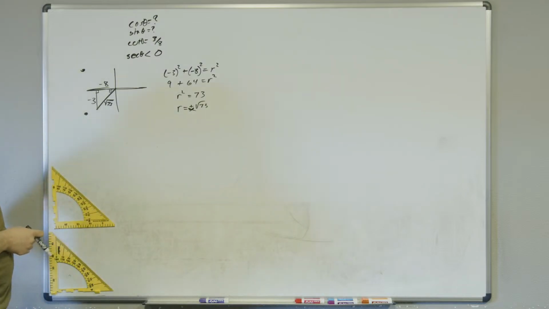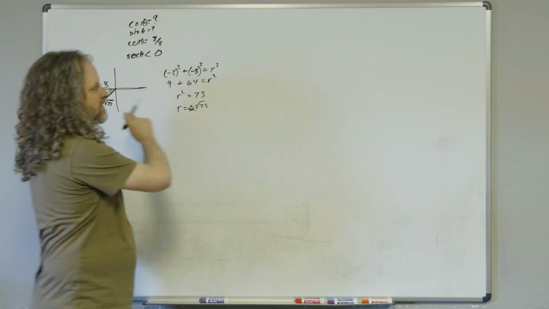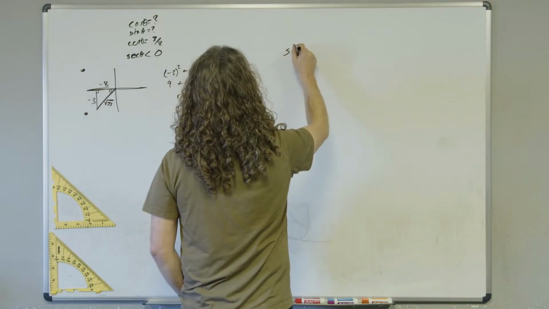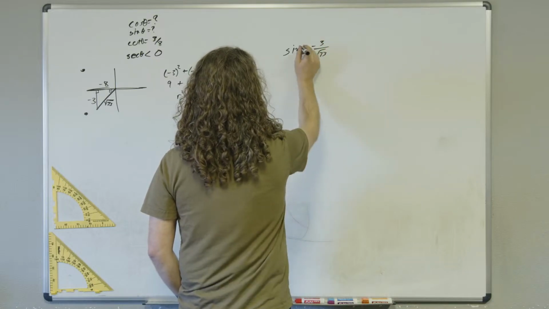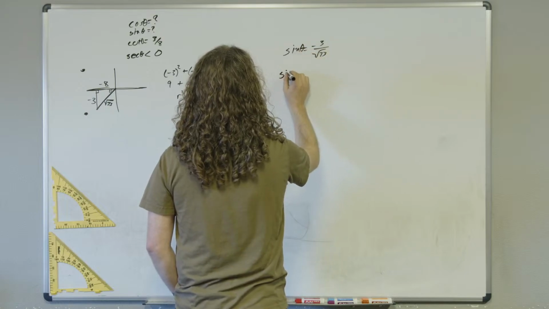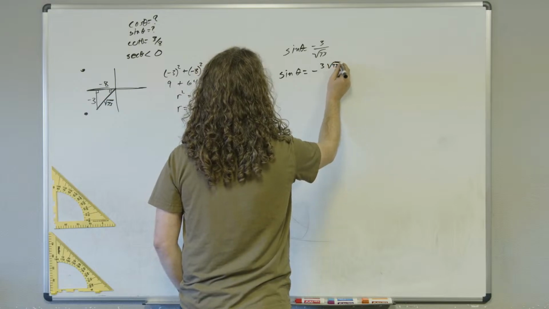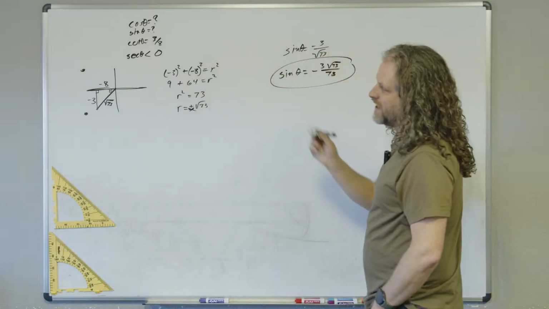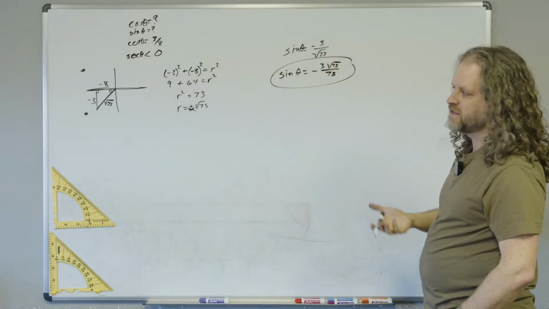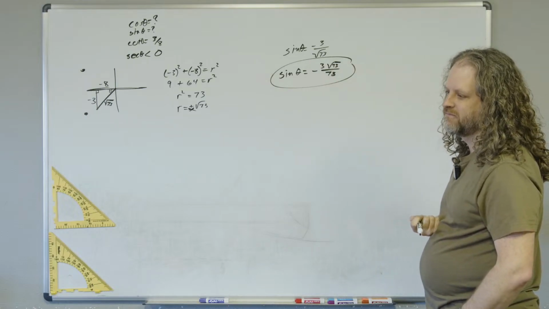So we're supposed to find the sine. The sine would equal negative 3 over the square root of 73. We have to rationalize, right? So the sine of theta would equal negative 3 times the square root of 73 over 73. Cosine, same thing, but with negative 8, because it's adjacent over hypotenuse. Easy money.